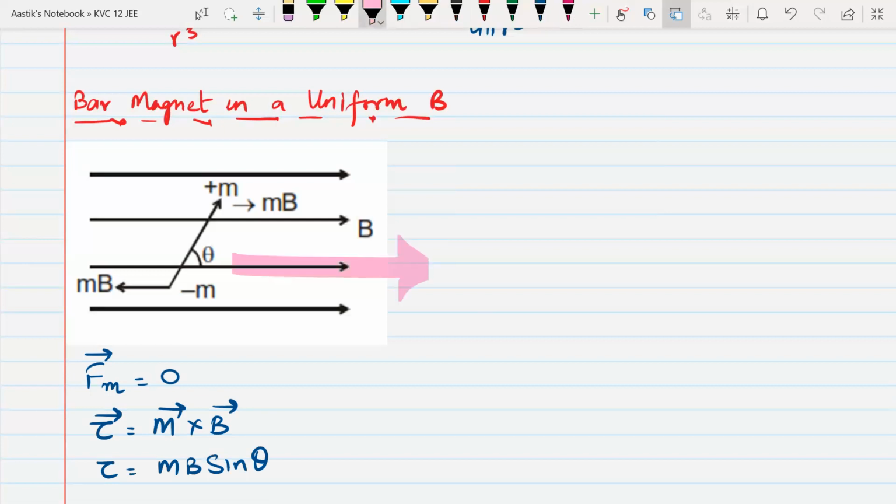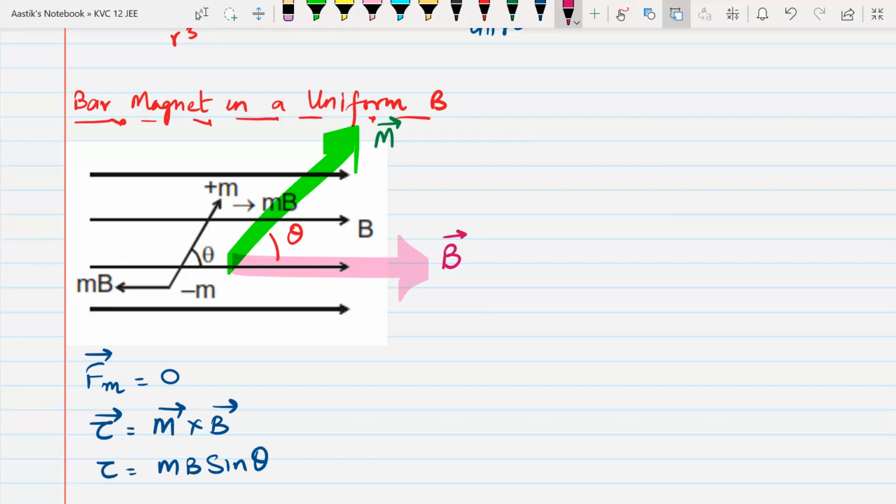and the magnetic dipole moment. As you can see, this is the magnetic field and this is the magnetic dipole moment. Theta is the angle between the two. We understand this? Yes, sir. Everyone understands this?